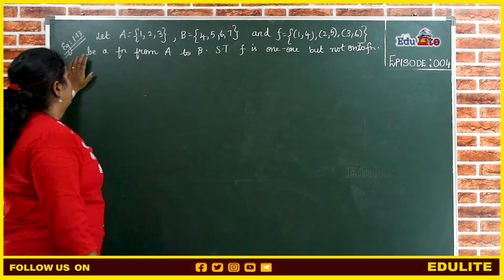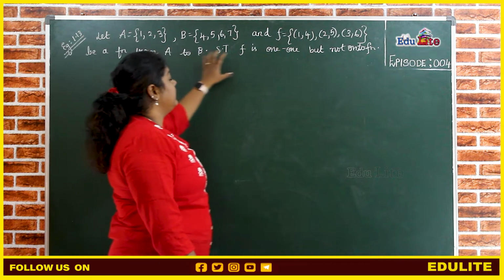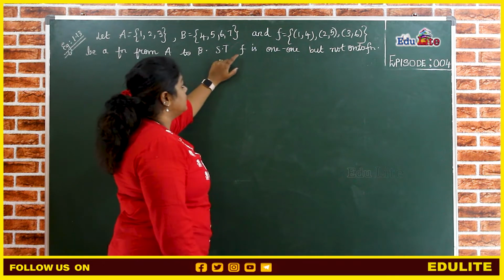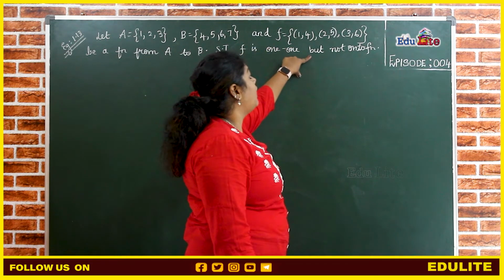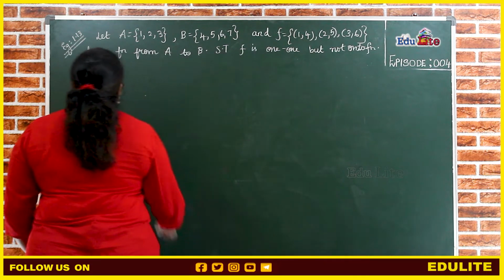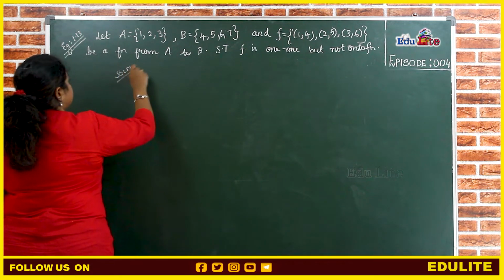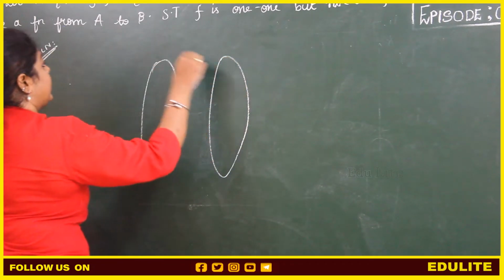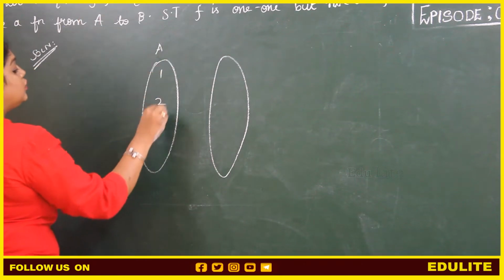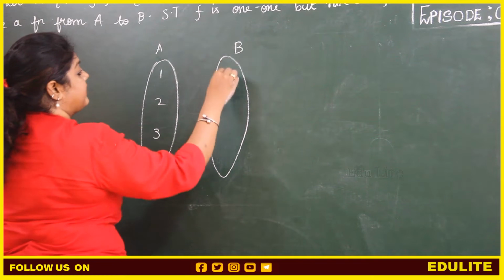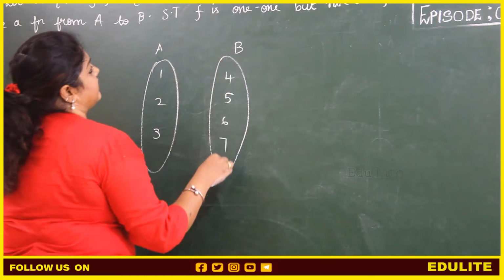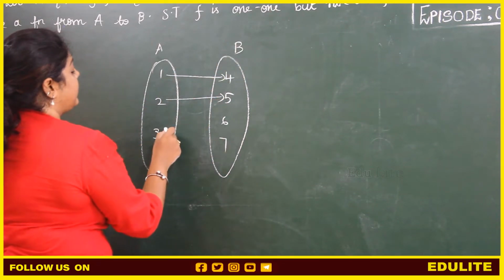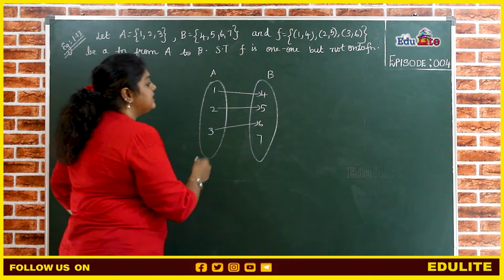In example 1.13, we are given two sets A and B. Also we are given a function from A to B. What we have to show is that f is one-to-one but not an onto function. Let us do so. We will use an arrow diagram to represent this. A is given as 1, 2, 3 and B is given as 4, 5, 6, 7. According to the given function, 1 is mapped to 4, 2 is mapped to 5 and 3 is mapped to 6.